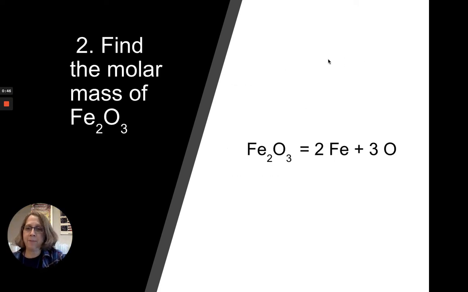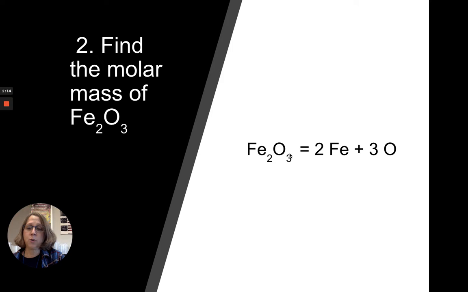So we're going to do an example. We're going to find the molar mass of iron 3 oxide, which is Fe2O3. The first thing you're going to want to do is see what elements are in this compound. Well, you have iron and you have oxygen, but you have 2 iron ions and 3 oxygen ions, so you're going to want to look up the mass of the iron and the oxygen and then multiply in order to get the mass of the whole.